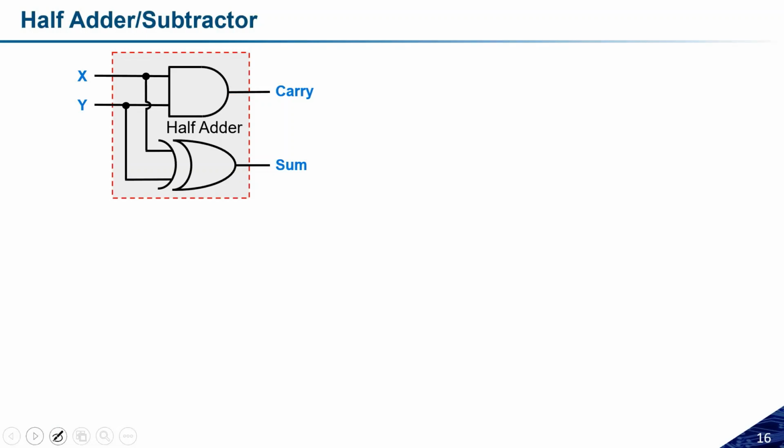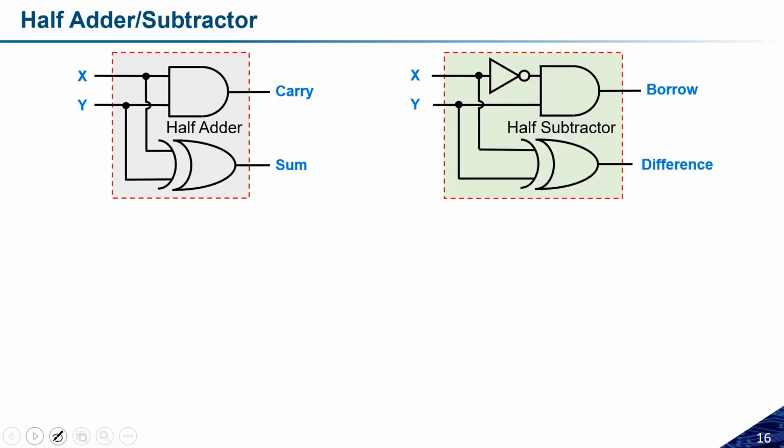Okay, and just now we made a half subtractor, and that looks like this one. If we closely see these two circuits, the only difference is the inverter that is placed at the input X. Okay. So can anyone suggest how I can make one circuit that can act as a half adder or half subtractor?